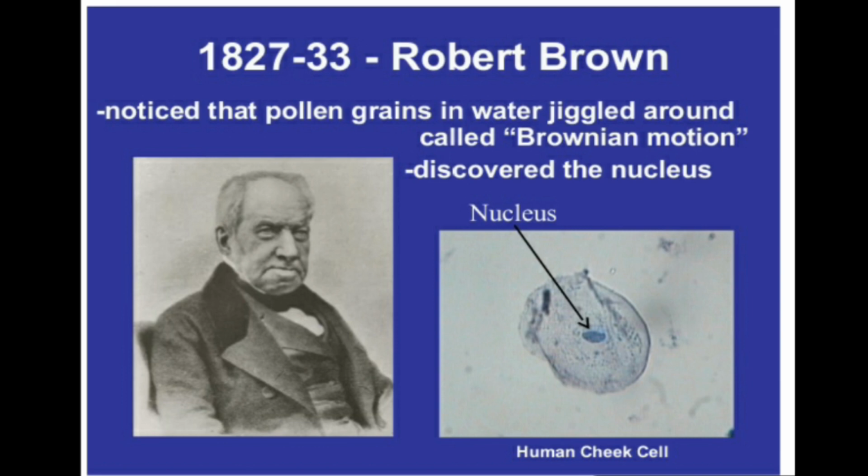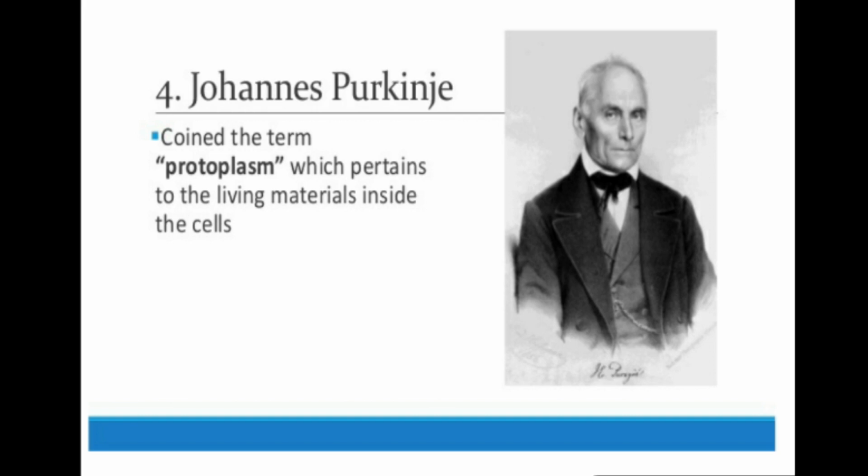Then comes Robert Brown, a scientist who was the first person to use the word nucleus of certain structures that are very commonly found in all the cells. He called them as nucleus. Whereas we have a person called Purkinje who is responsible for using the word protoplasm, which is the living material, all the living material that we find inside a cell.